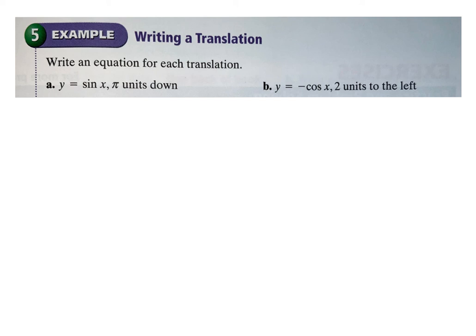Writing y equals sine of x, that is pi units down. What's the only thing that's going to change there? Your vertical shift, right? Which one's your vertical shift? Y equals sine of x. How would I say pi units down? Yeah, just minus pi. Minus pi. That's a vertical shift.